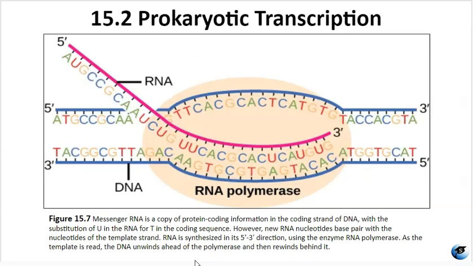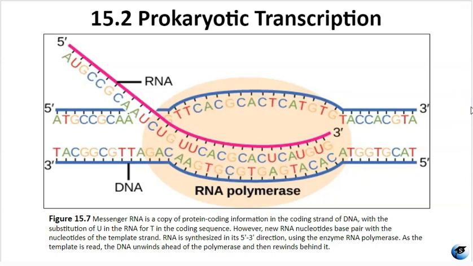Figure 7 here is showing how RNA polymerase is adding nucleotides, and it does it in one direction. It does it in the 5' to 3' direction. You can see where the complementary copy of the DNA code is synthesized inside of the transcription bubble. That's this. This is the transcription bubble, and then this orangish thing around it is the polymerase, the enzyme. Remember that in prokaryotes, this is happening in the cytoplasm, and as the template is read, the DNA unwinds ahead of the polymerase and then rewinds behind it.